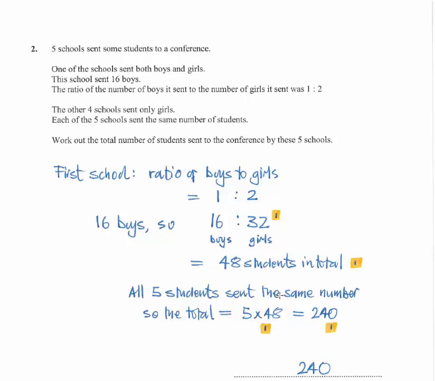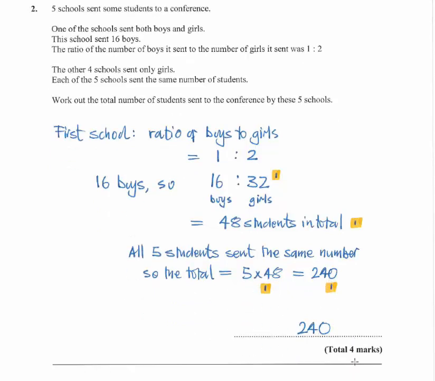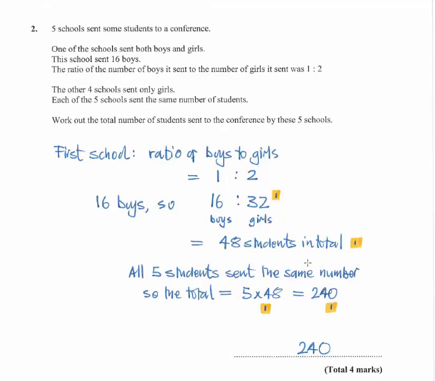And all 5 schools sent the same number so the total is going to be 5 lots of 48. Have a mark for that. And 240, final answer, a mark for that. If you've just got 240, have 4 marks. If you haven't, you can pick up these marks along the way.